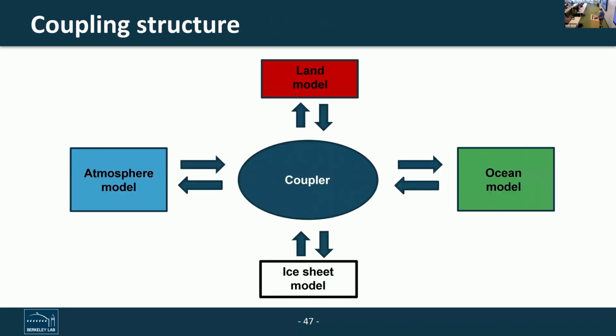The way it works is basically you have these different models which are held together by a coupler, and the ice sheet model is one other thing that talks to the atmosphere model, the land model, the ocean model through this coupler. That's the way all major climate models are built. So it's a very complicated dance of software and software engineering and mathematics to make these things work.